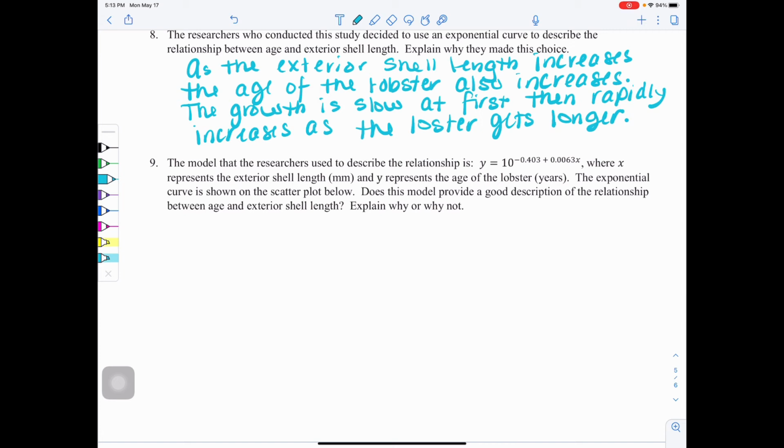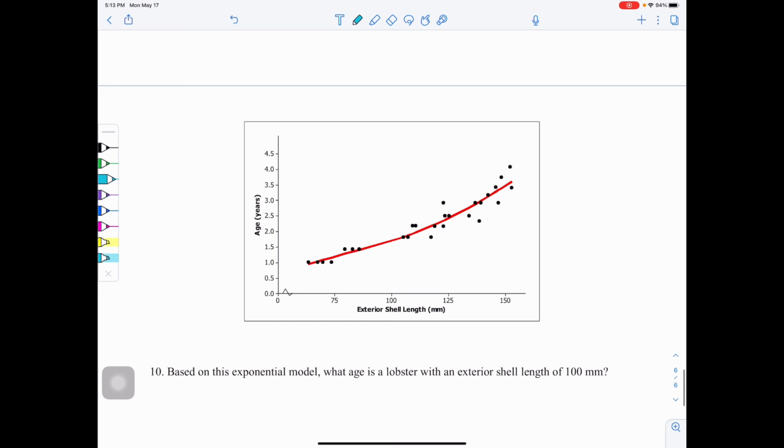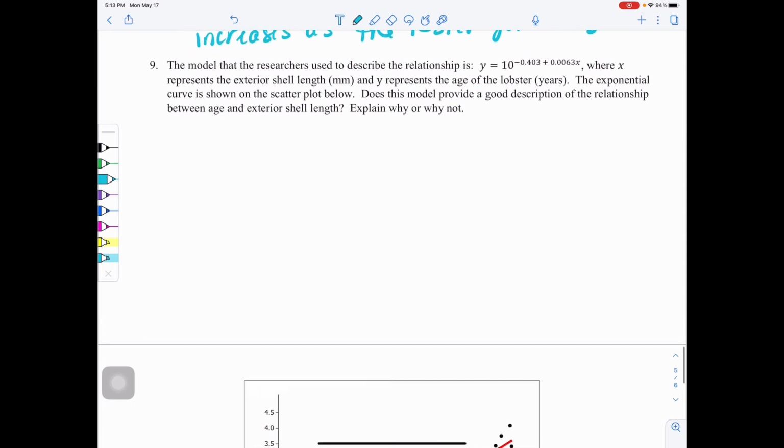The exponential curve is shown on the scatter plot below, so I'll show you that in a second. Does this model provide a good description of the relationship between age and exterior shell length? Explain why or why not. So if I scroll down and actually show you the curve that they drew in, I would say that this is an excellent representation. It's hitting some of the points. It's in the center of the data. Most data points seem close to that, and it's definitely showing the slow increase followed by the rapid increase at the end. Okay, so we're going to go back up and answer this question.